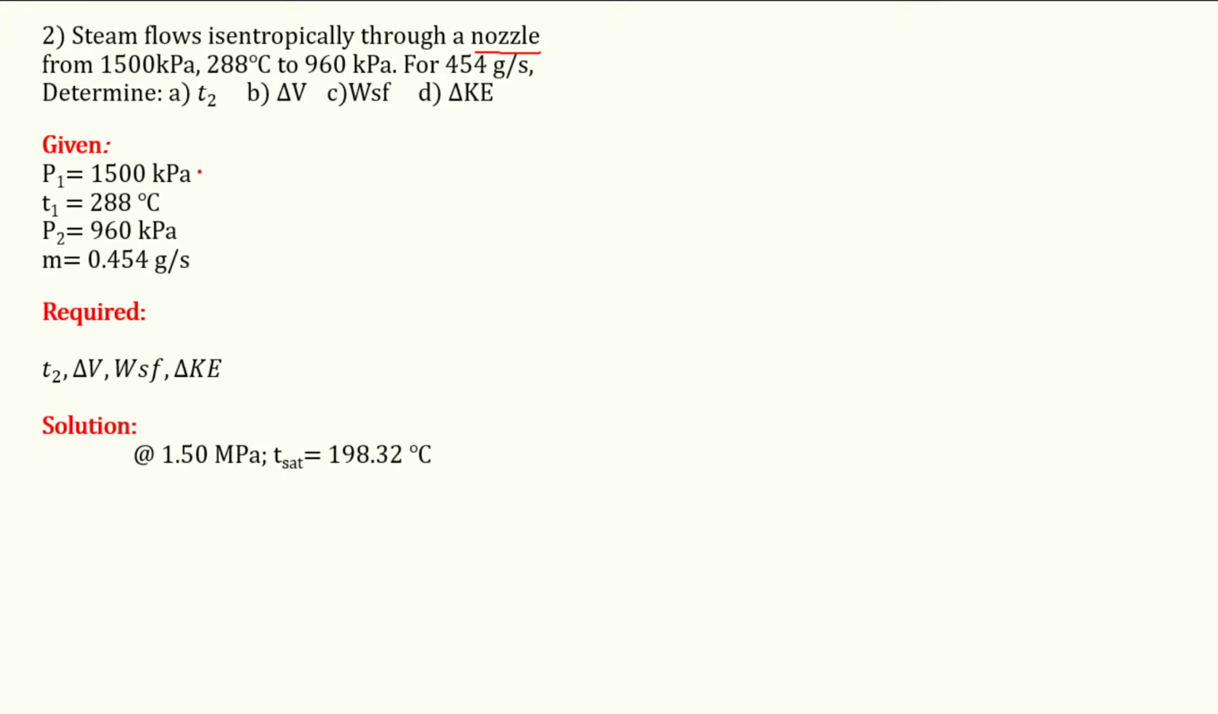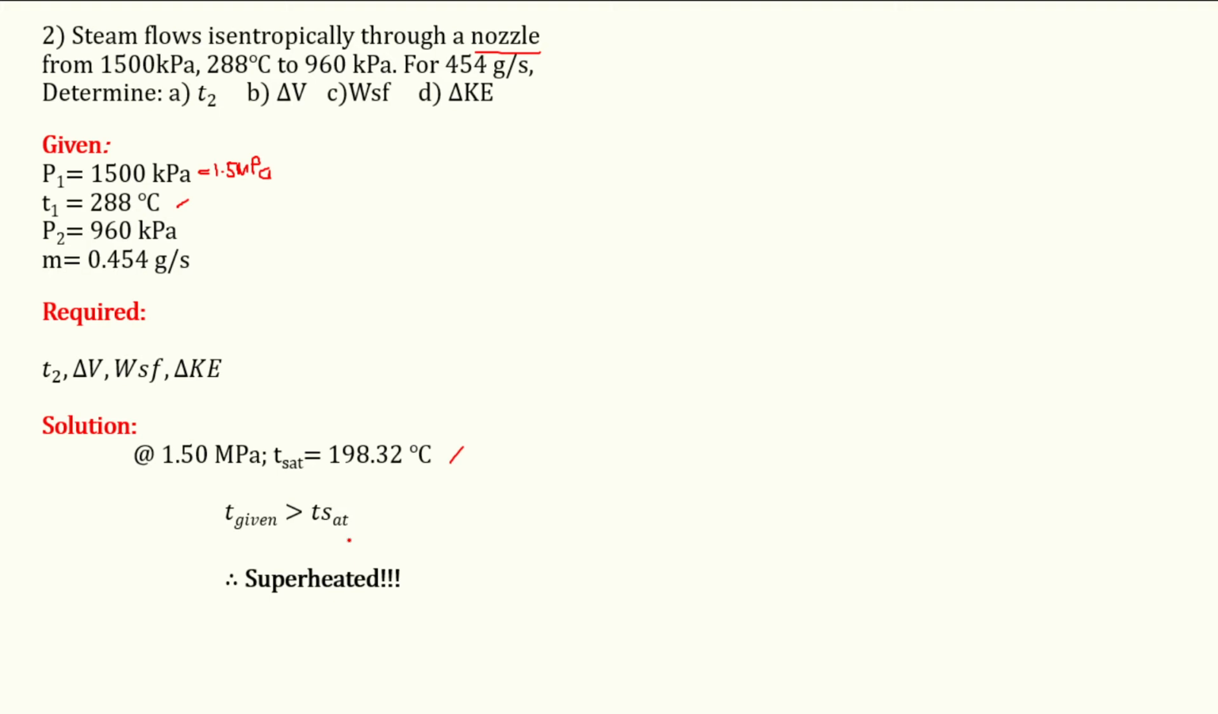So, kunin muna natin yung properties at 1.5 megapascal. So, at P1, di ba equals yan sa 1.5 megapascal? I-divide mo lang siya ng 1,000 para maging megapascal. Okay, so at 1.5 megapascal, Tsat natin is 198.32 degrees Celsius. So mas malaki si given kaysa sa Tsat, mas malaki yung 288 kaysa sa 198. Therefore, condition 1 is a superheated steam.